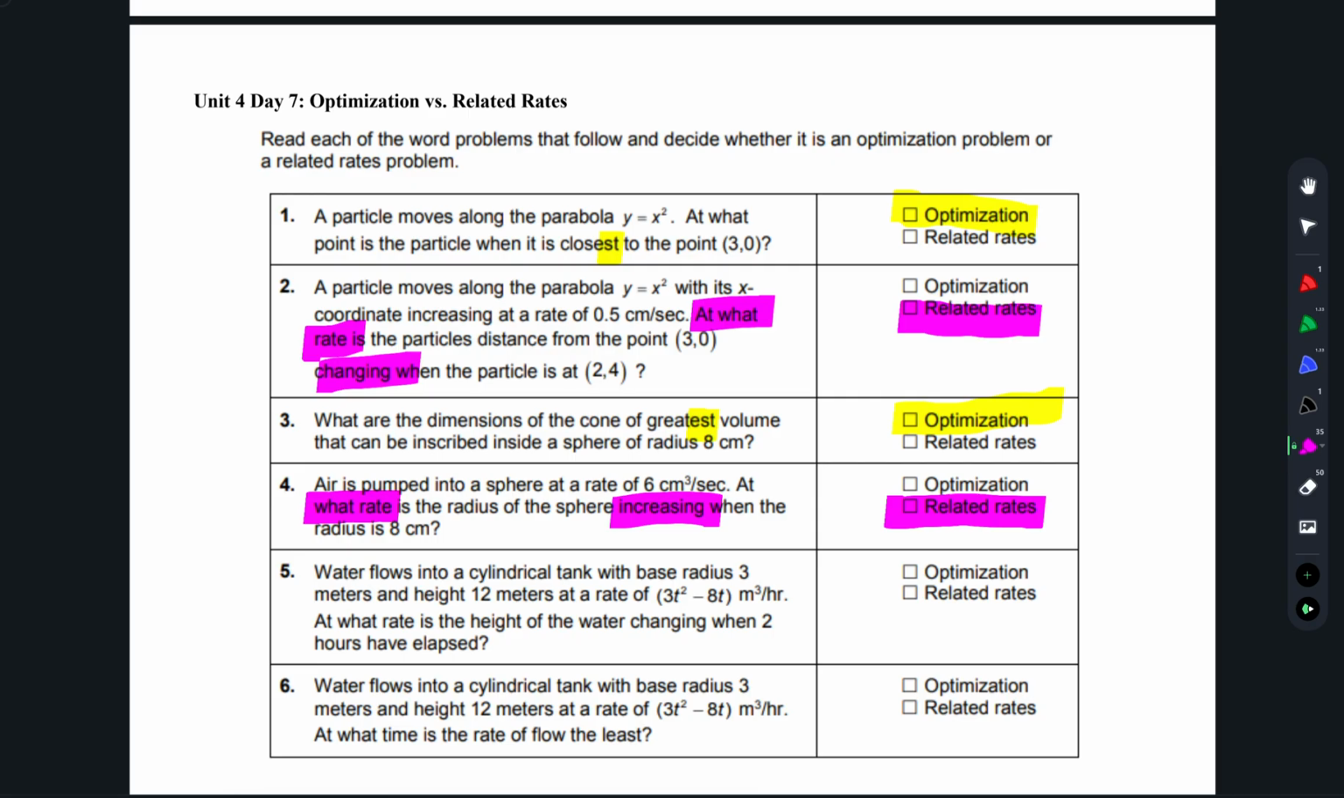Optimization or related? Related rates. At what rate? That's what it's saying. Changing. They're asking you for a rate. And then what about the last one?